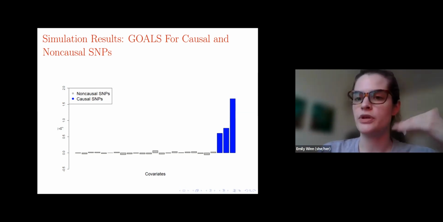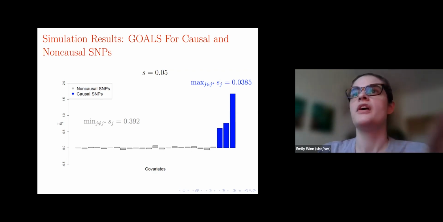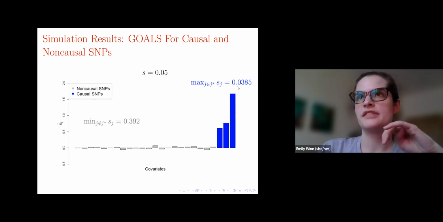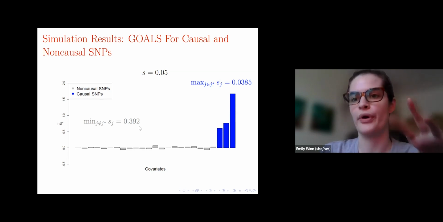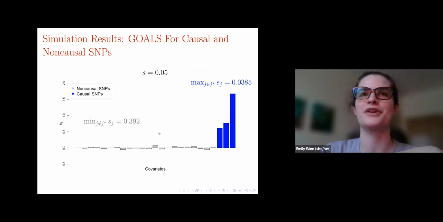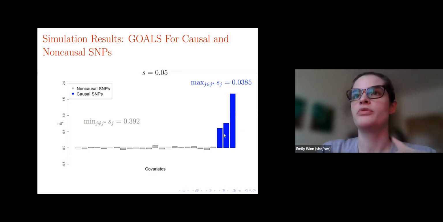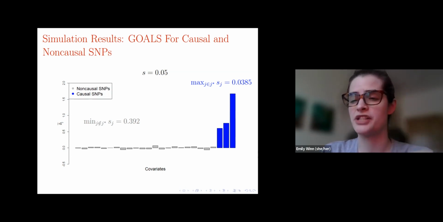And just as a sanity check, we use the local false sign rate. And indeed, we find that at a significance value of S equals 0.05, all of these significant SNPs have an S of J below that value. Meanwhile, these other SNPs all have huge S of J values, around 0.4, which really means it's hovering around that 0. We're pretty confident about that. So again, we have a visual showing that 23, 24, and 25 are significant, but we also have mathematical verification of that as well.